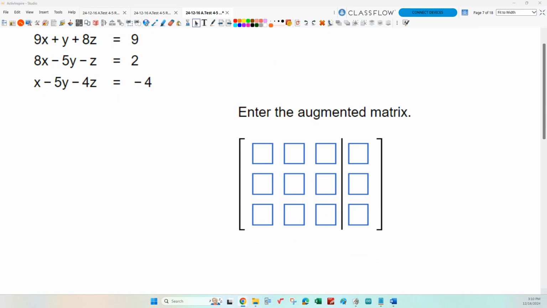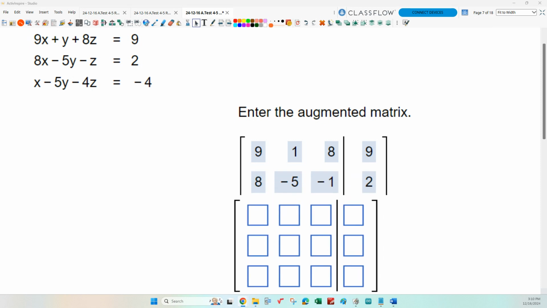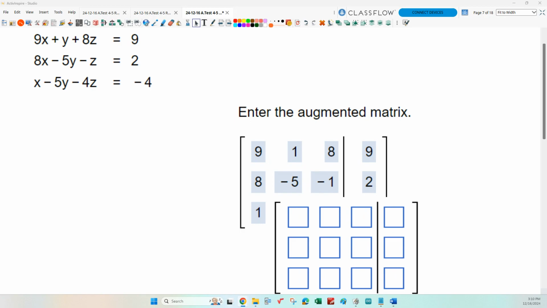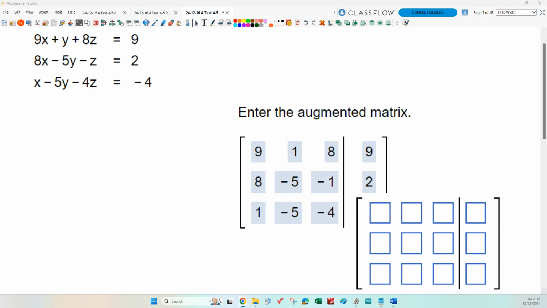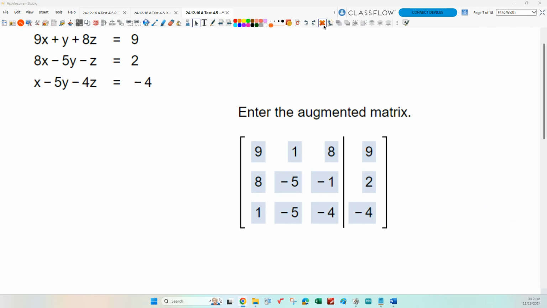What do you think? 9, 1, 8, 9. Okay, good. How about the next row? 8, negative 5, negative 1, 2. There you go. Good job. And then finally the bottom one? 1, negative 5, negative 4, negative 4. I like it. There it is. Piece of cake. How easy could it be? Now we'll flip it around and go the other direction.